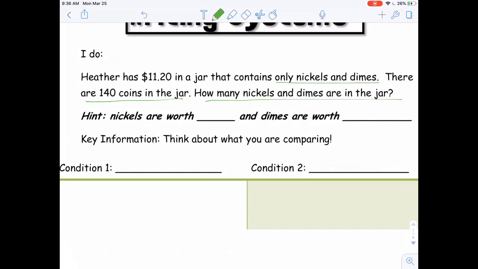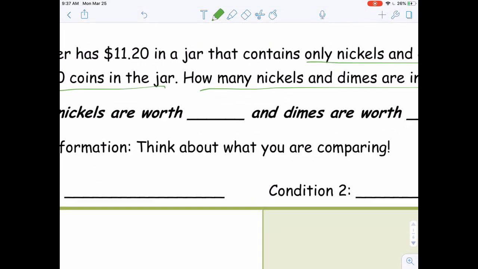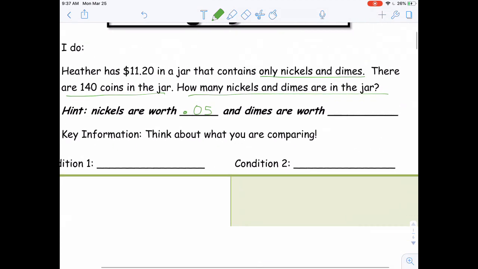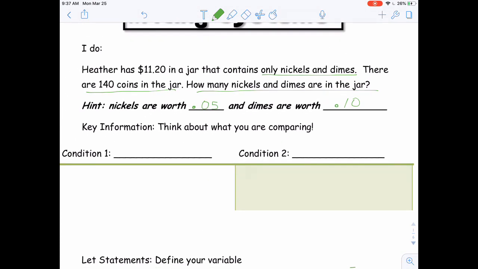Nickels are worth, what do you guys think? These are worth 5 cents, but remember, how do we write that? That's 0.05, not 0.5. 0.5 is 50 cents. And dimes are worth 10 cents.